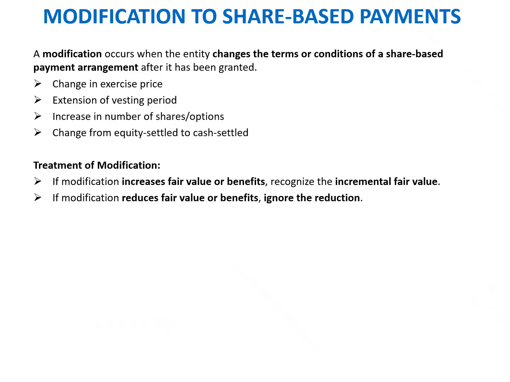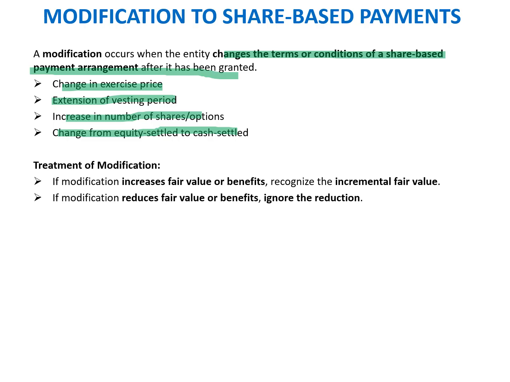Okay, now we'll discuss the modification of share-based payments, which means modification of the terms and conditions on the basis of which the grant has been given to the employee. Modification occurs when the entity changes the terms and conditions of the share-based payment arrangement after it has been granted. It can be a change in the exercise price, extension of the vesting period, increase in the number of share options, or change from equity settled to cash settled. Any kind of change will be treated as a modification of the share-based payment.